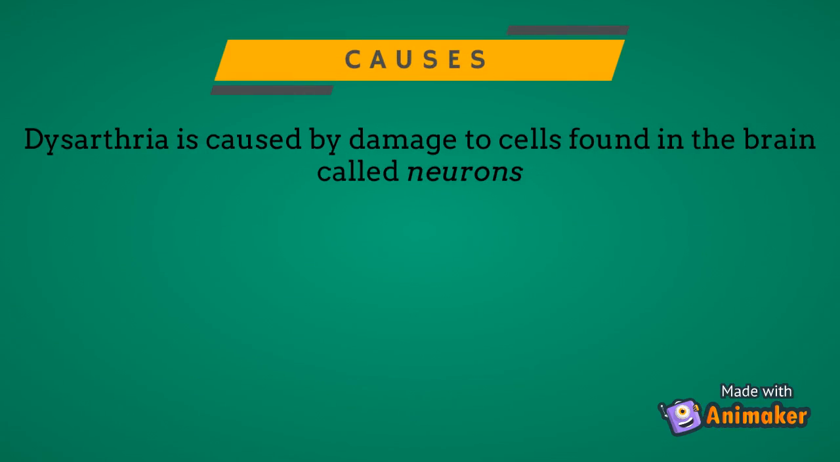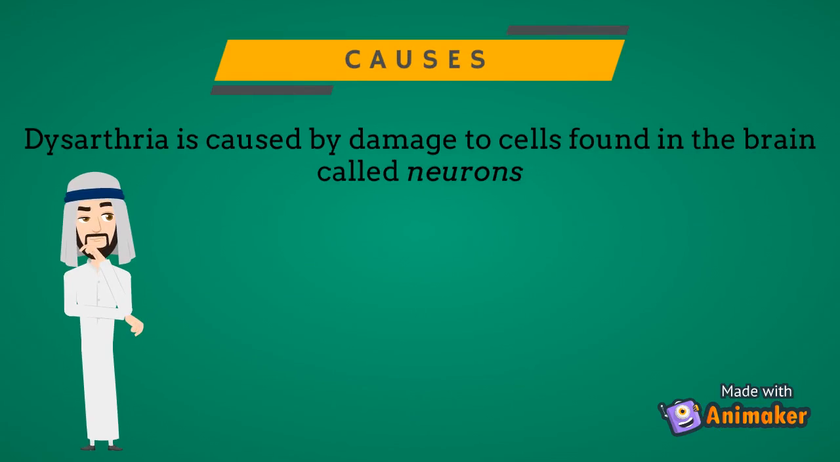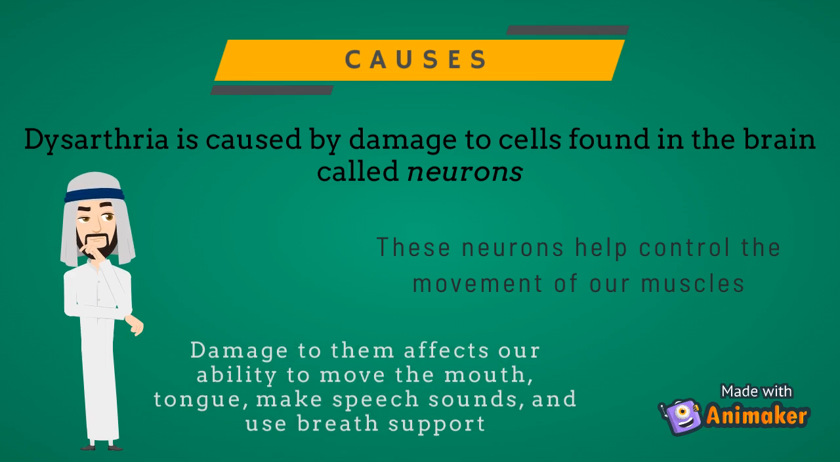Dysarthria is caused by damage to cells found in the brain called neurons. These neurons help control the movement of our muscles. Damage to them affects our ability to move the mouth, tongue, make speech sounds, and use breath support.